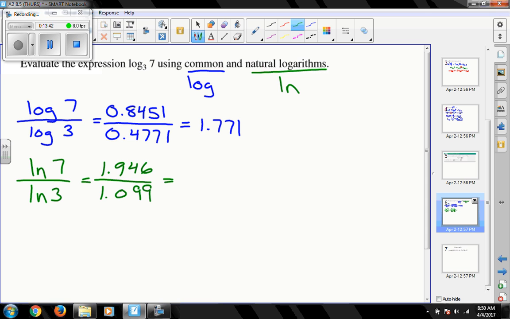And you're saying to yourself right now, 1.946 is nowhere close to 0.8451, and the same with 0.4771, 1.099. But let's divide them out, see what we get. When we divide those out on our calculator, you're going to get 1.771, which is the same answer. So that is what we want to see.